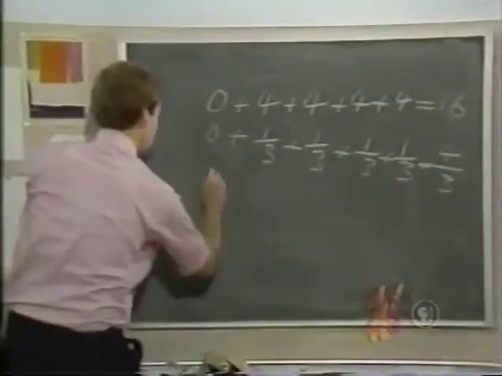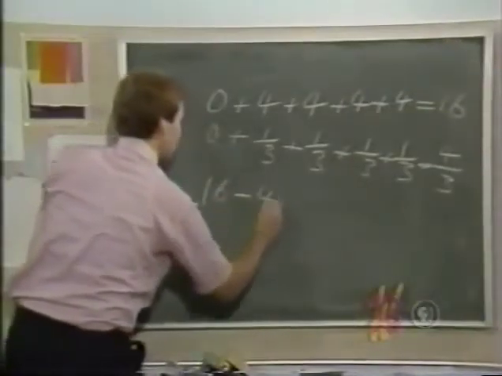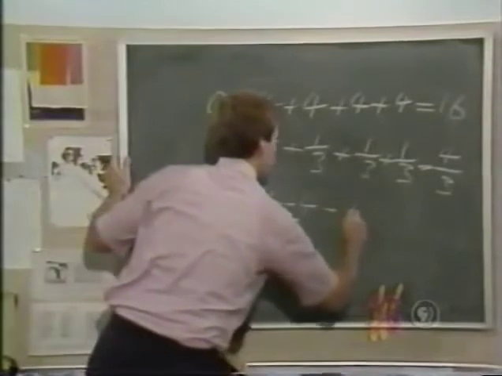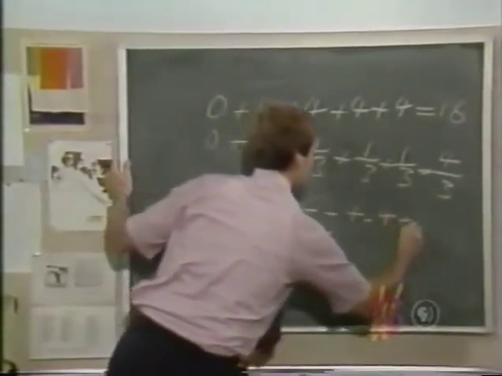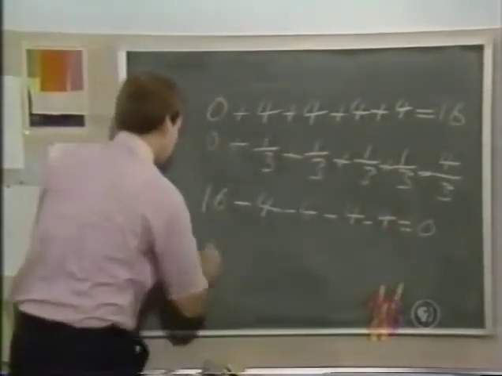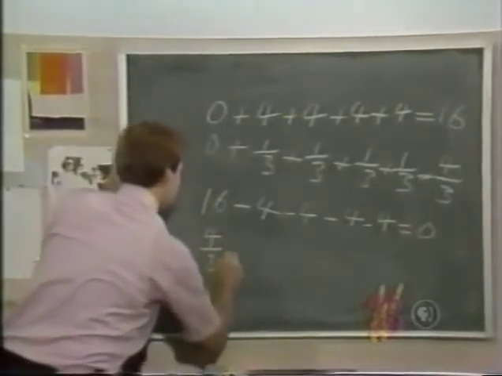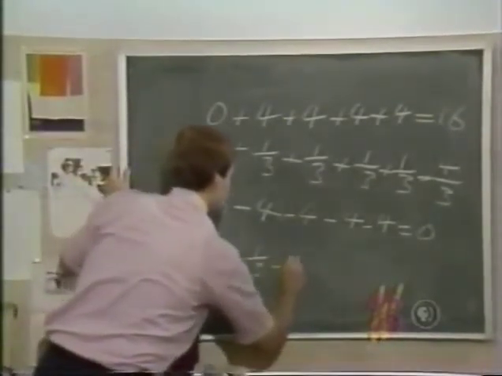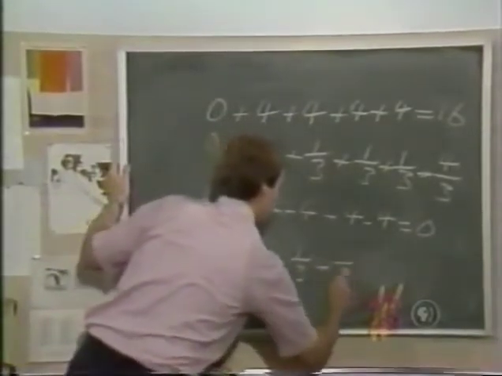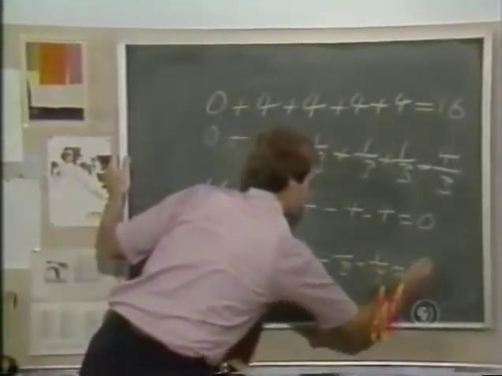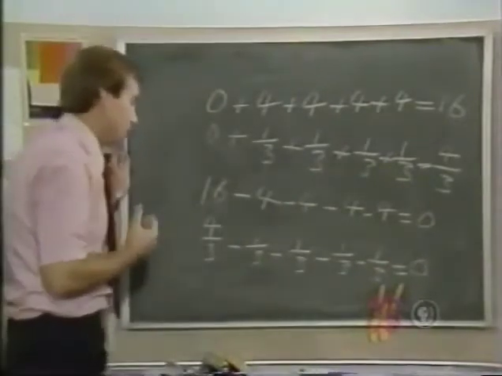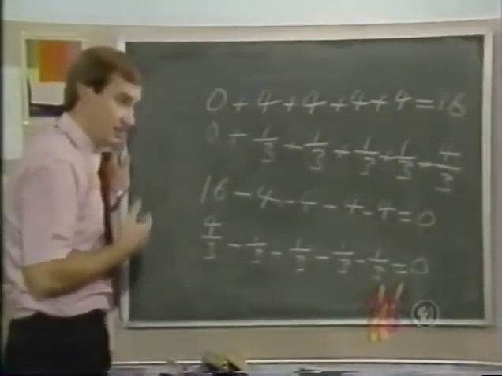Now, should we do the inverse here, show that division can be a series of subtractions? That's a good idea. It would look like this. 16 minus 4 minus 4 minus 4 minus 4 equals 0. And for the fraction sequence, we'd have 4/3 minus 1/3 minus 1/3 minus 1/3 minus 1/3 equals 0. This means that it takes four 1/3 piles to make 4/3. Yep, you're right.